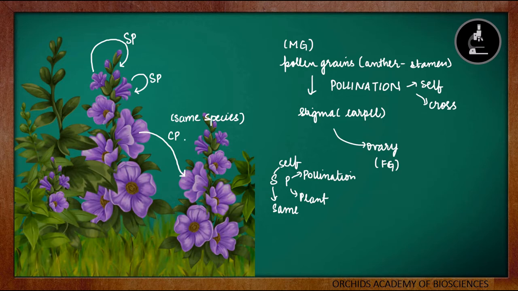Self pollination can be defined as the transfer of pollen grains from the anther to the stigma in the same flower, or else the transfer of pollen grain from the anther to the stigma of two different flowers on the same plant. Whereas cross pollination is the transfer of pollen grain from the anther to the stigma between two different flowers on two different plants belonging to the same species. So this is about pollination.